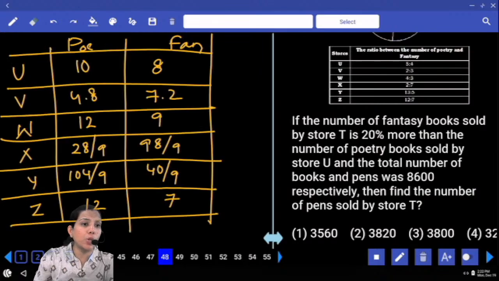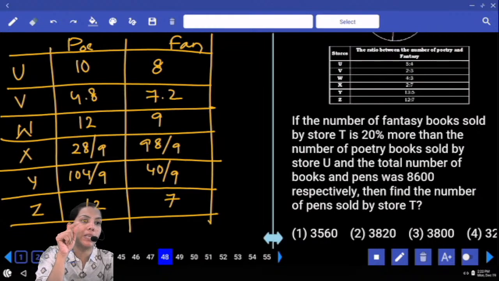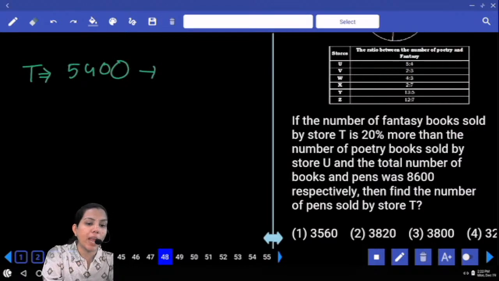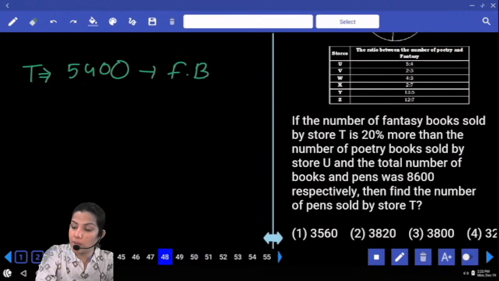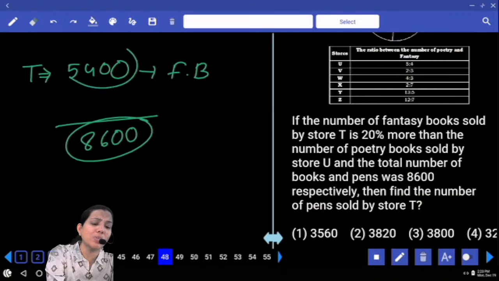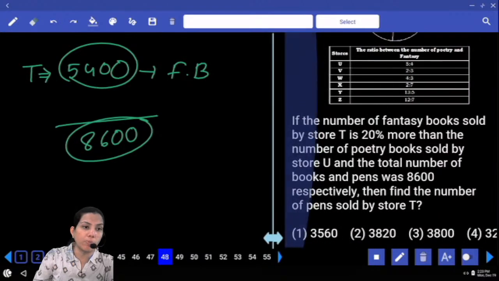What is poetry book store U? 10% means 10 into 450, 4,500. And 4,500, compared to 4,500, how much percentage more? 20% means it is clearly 5400. What is 5400? Fantasy books. Fantasy books are 5,400. Next, the total number of books and pens together is equal to 8,600. Out of 8,600, 5,400 are fantasy books. Remaining definitely pens. How much is that? 3200. 3200, that is option 4.